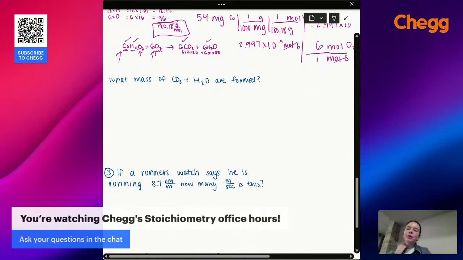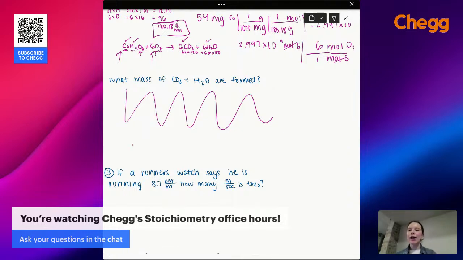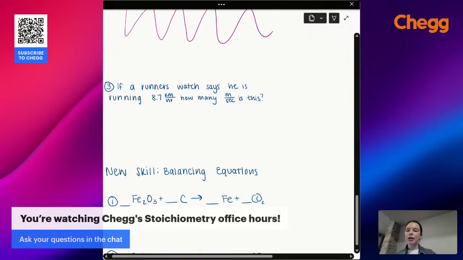All right. I think we're going to skip this question for right now. I think we have some stuff that is going to be more important and more helpful, and we know how to find mass from moles. That's what we've been practicing tonight. So I think we're good on that.